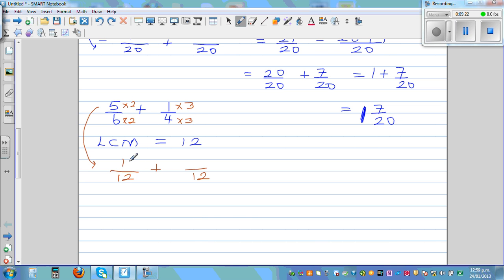So this is 10 out of 12 plus 3 out of 12, which is 13 out of 12, which is 12 plus 1 out of 12, which is 12 out of 12 plus 1 out of 12, which is 1 plus 1/12. So the final answer is 1 whole 1/12.